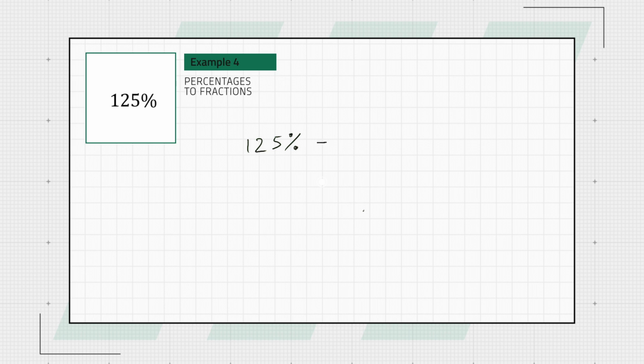So this is the same as 125 out of 100. And then we're going to simplify it using the highest common factor. So the highest common factor again between these two is going to be 25. Divide 125 by 25 and we get 5. And divide 100 by 25 and we get 4. Now we can leave it as an improper fraction, or we can write it as 1 1/4.